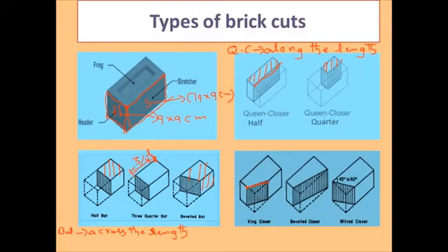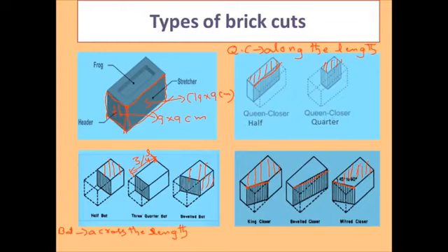Then if you make a cut from the center of the header to the center of the stretcher like this, then the portion of the brick obtained is called king closer. And if you make a cut from the corner of the stretcher to the center of the header, then the portion of the brick is called beveled closer. And if you make a cut from the corner of the header to the center of the stretcher, then this remaining portion is called mitred closer.